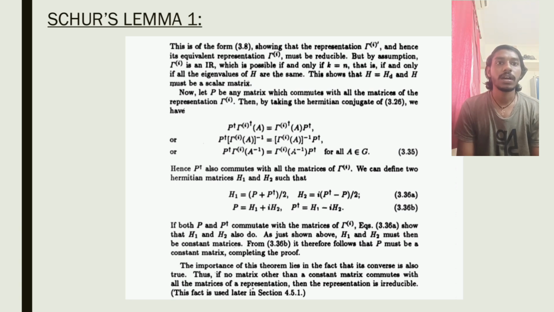But by assumption, Γ^i is an irreducible representation, which is possible if and only if k = n. That is, if and only if all the eigenvalues of H are the same. This shows that H is equal to H_D and H must be a scalar matrix.